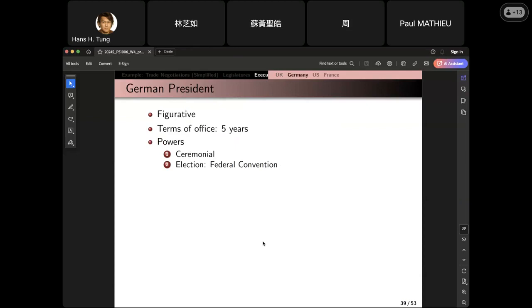So in almost all the parliamentary systems, there's a feature that we cannot ignore, which is we have to make a distinction between two different kinds of heads. One is the head of the state, and the other one is the head of the government. And the prime minister or chancellor or premier are, of course, the head of the government. They are the actual leaders making decisions. But at the same time, there will also be a head of the state.